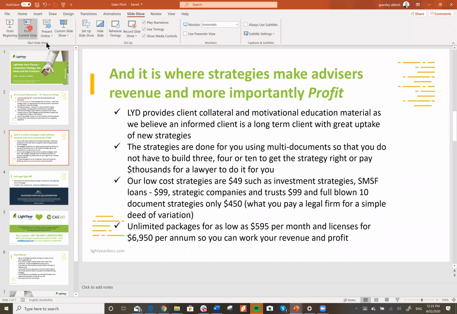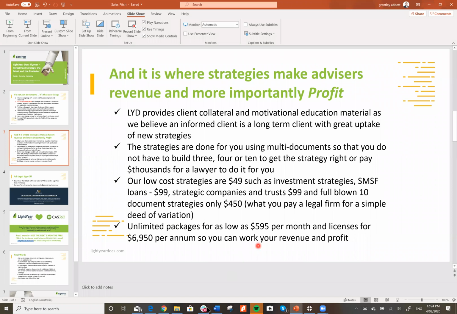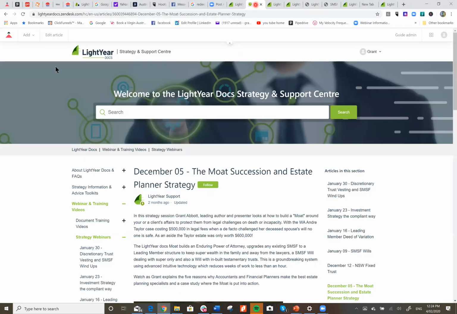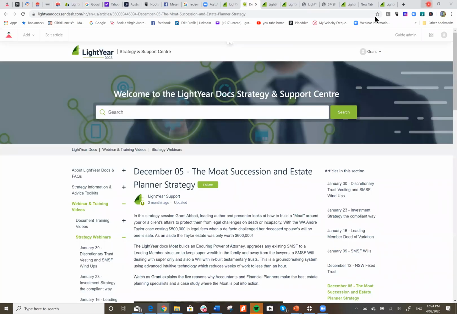We've had a look at the investment strategy. I could take you through a whole leading member suite. There's a whole lot in our support center around those videos. If I go back to the support center up here, you'll see that I had a look at the moat. That was Kelly's case, which is a bit of a radical one.